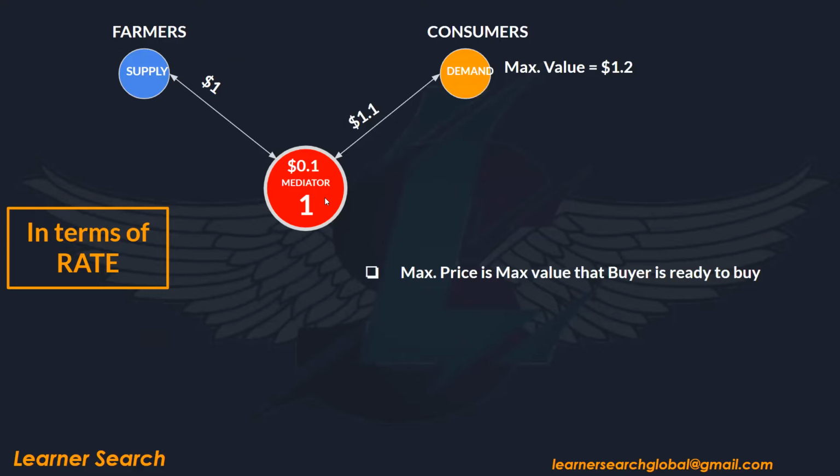What the mediator does, since he wants to earn commission from the product he purchased, is add some value to that, and in this case, let's say 1 plus 0.1, and it is 1.1 here. Is it clear? Okay. Yes.